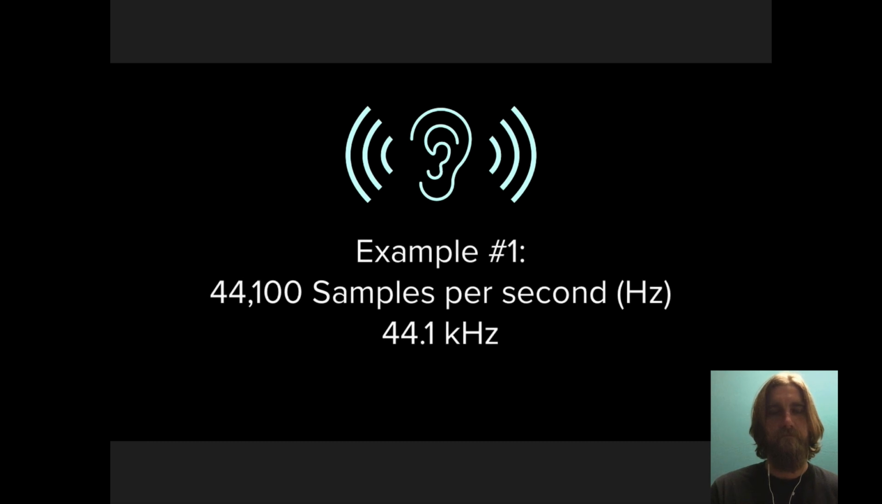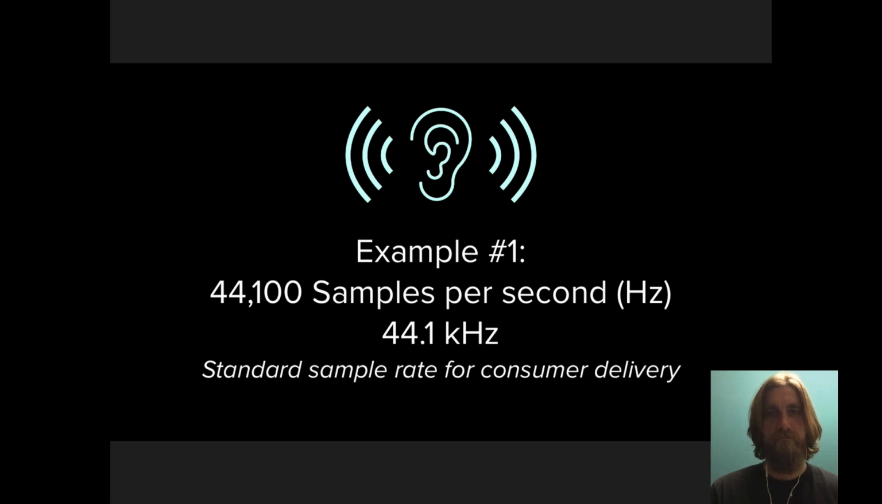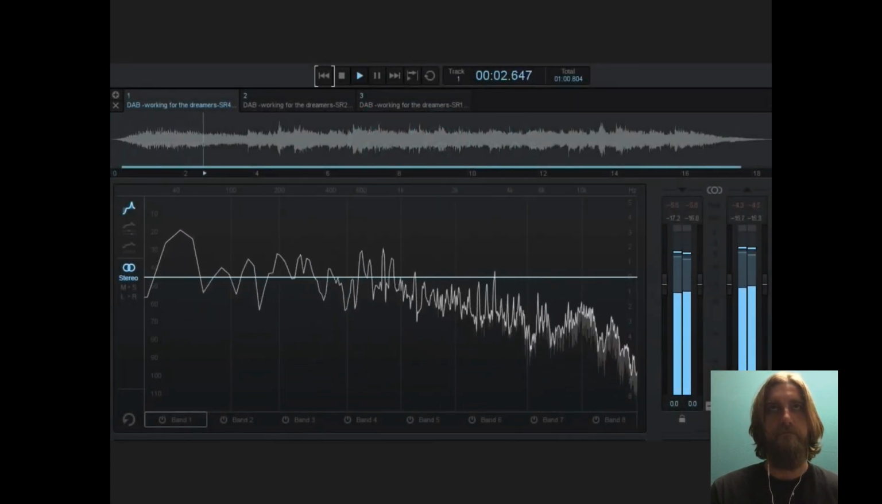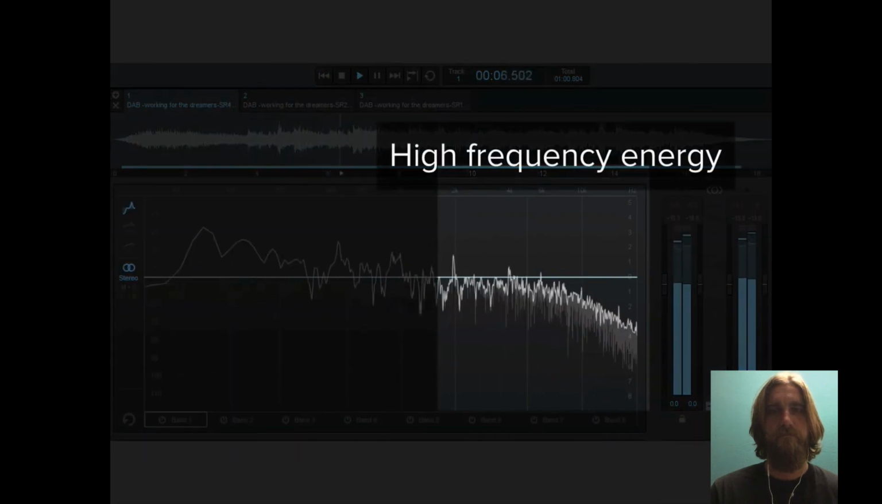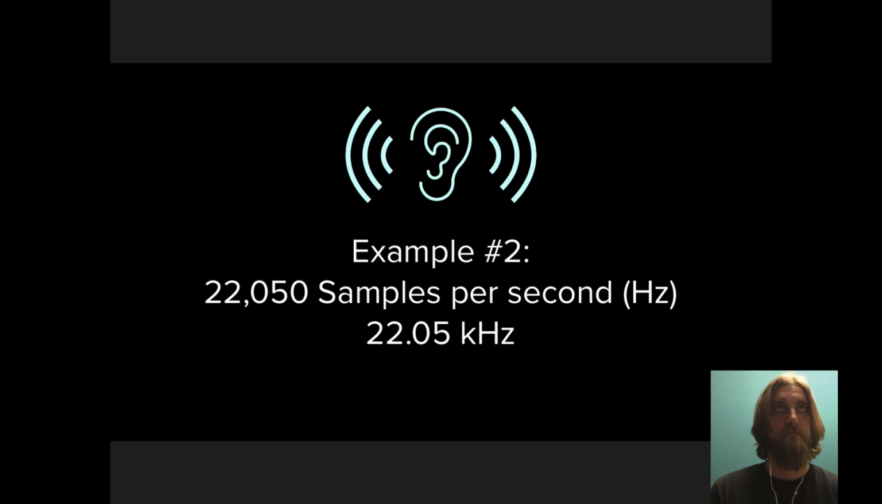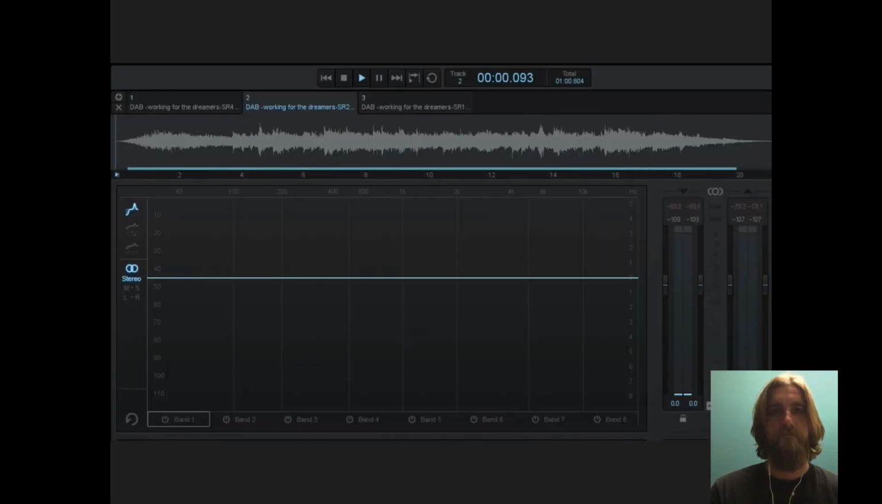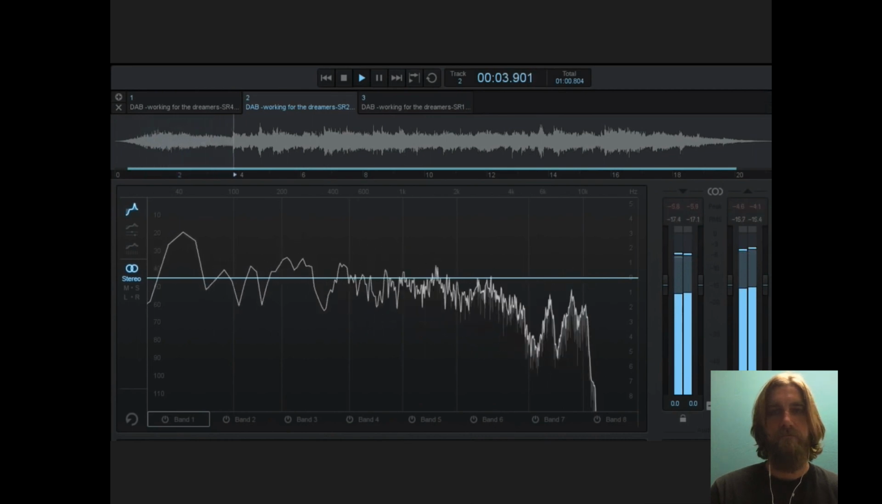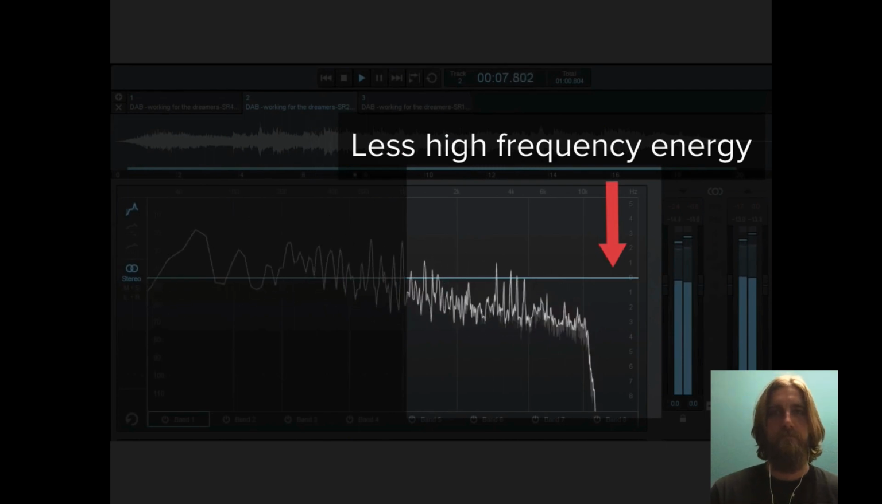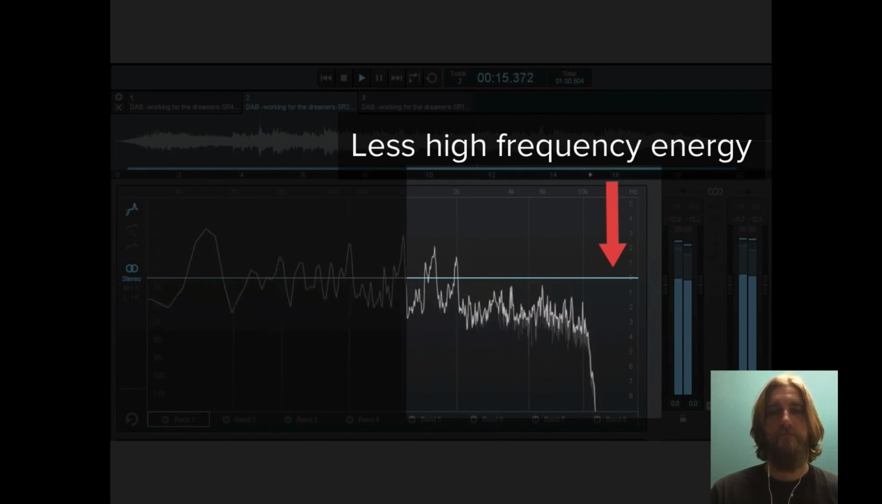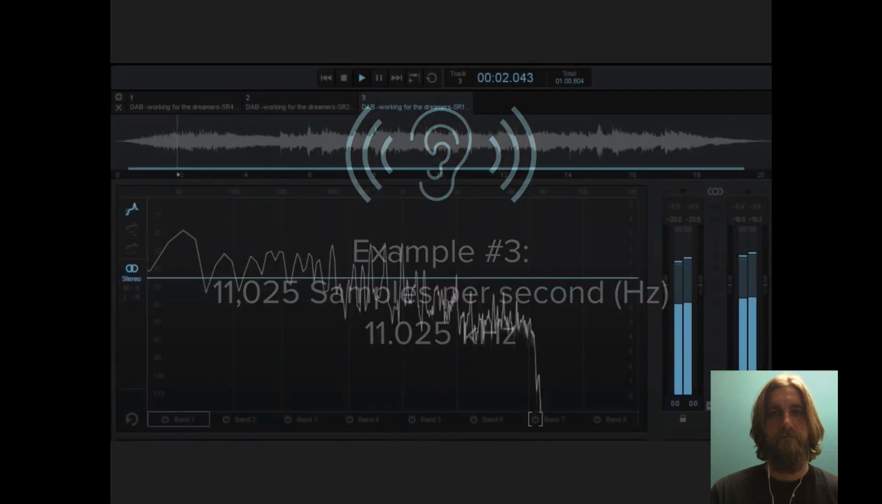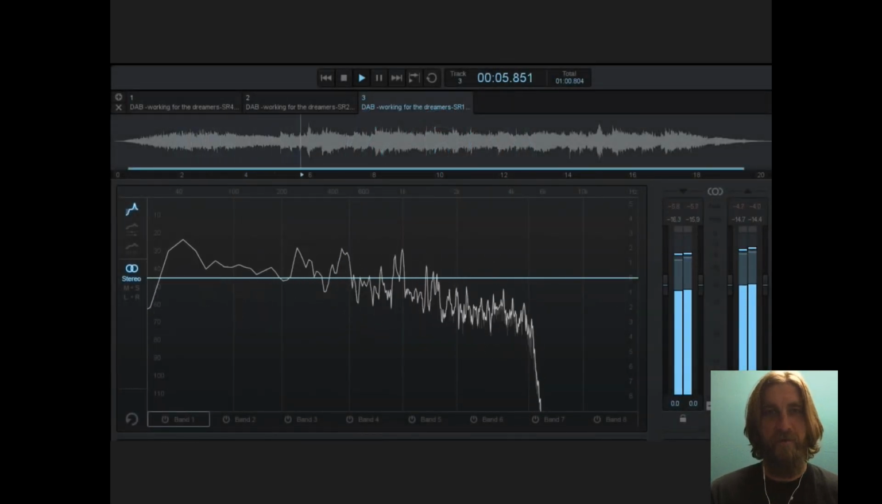First, a recording made at 44,100 samples per second, or 44.1 kilohertz, the standard rate used for delivering music to consumers. Next is the same recording made at 1/2 that rate, or 22.050 kilohertz. Last is the same recording made at 11.025 kilohertz. Sounds like garbage, right?